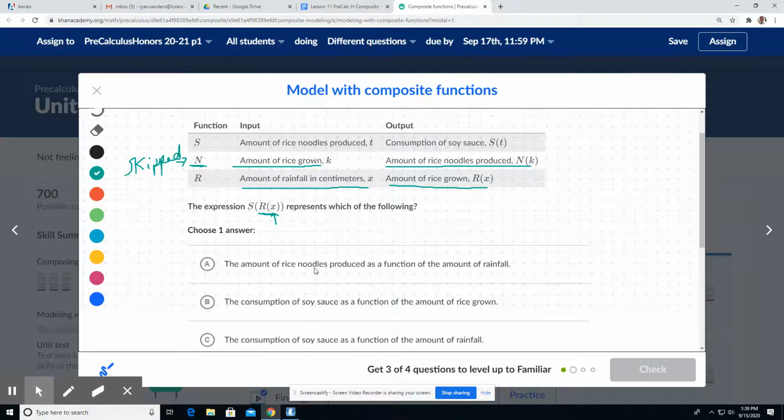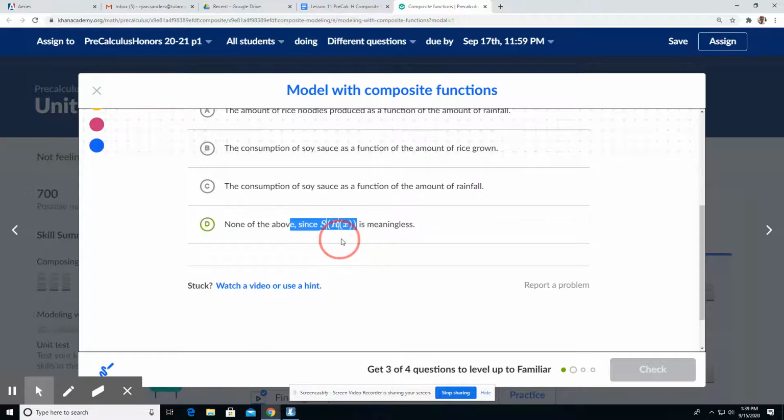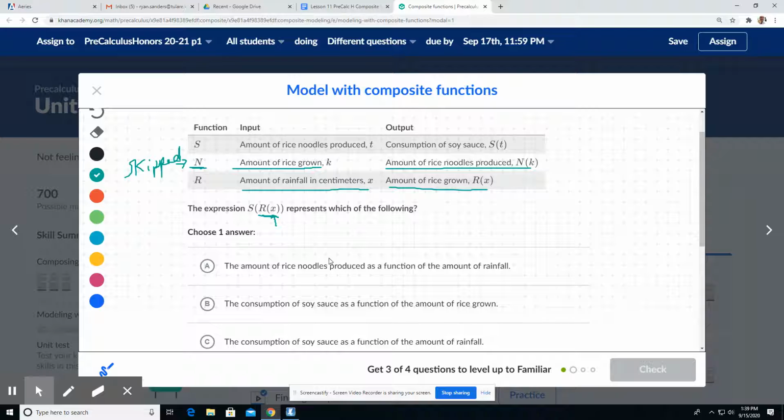So let's go through these and see what they represent. That might help us with future problems like this. But it looks like it's a none of the above. But let's just look. Let's change colors. The amount of rice noodles produced, that's the S function, as a function of the amount of rainfall. Well, that's the same thing that we got, but remember, it doesn't link.